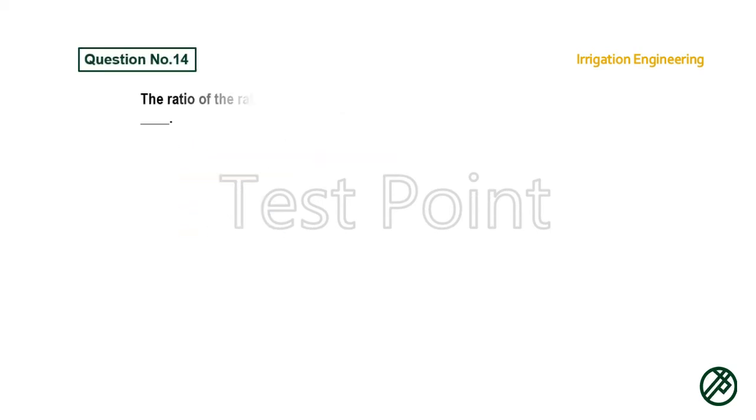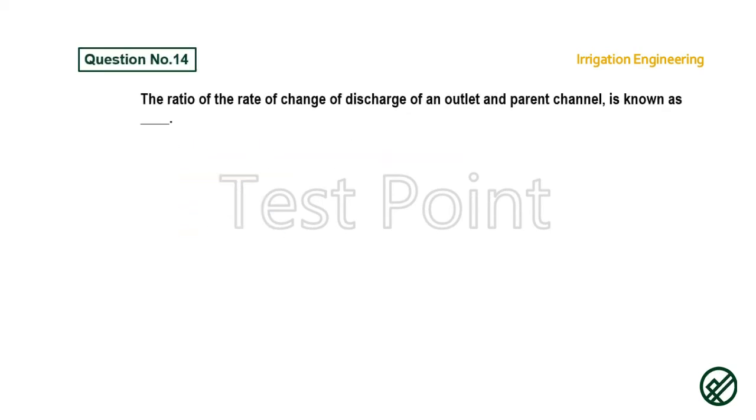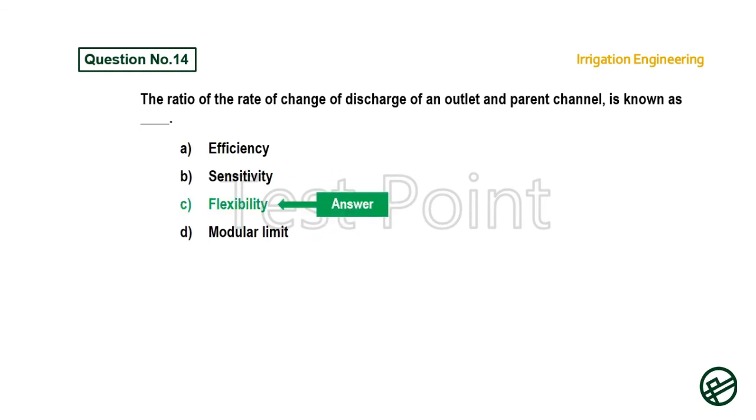Question number 14. The ratio of the rate of change of discharge of an outlet and parent channel is known as: Option A, efficiency. Option B, sensitivity. Option C, flexibility. Option D, modular limit. Answer is option C, flexibility.